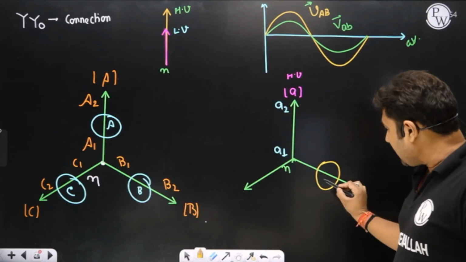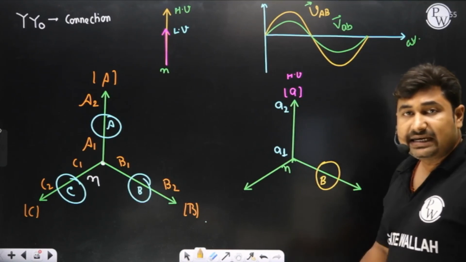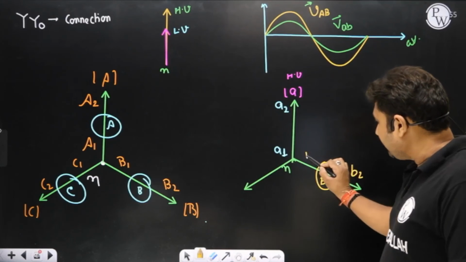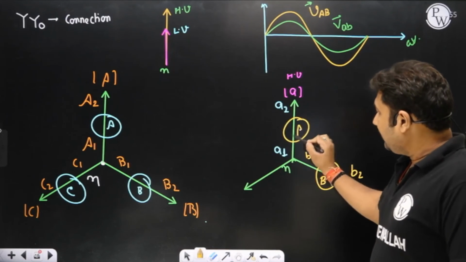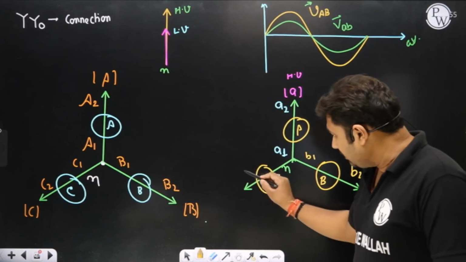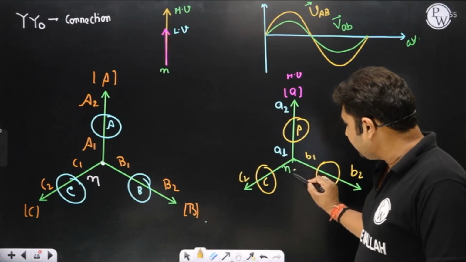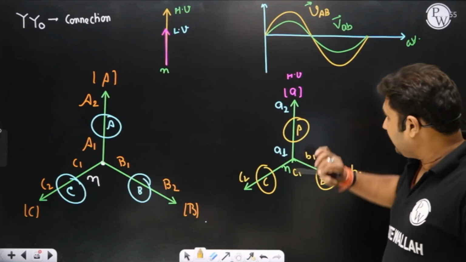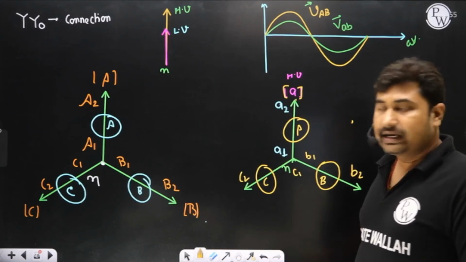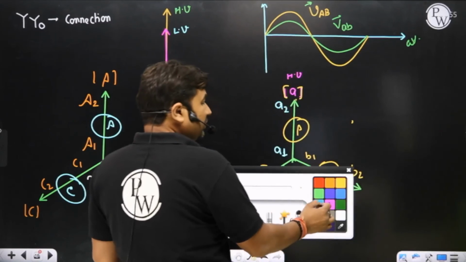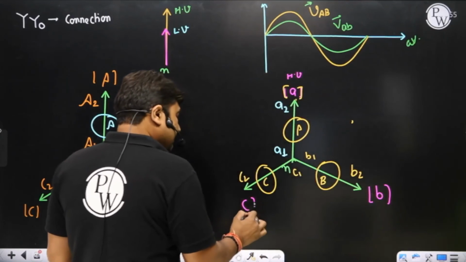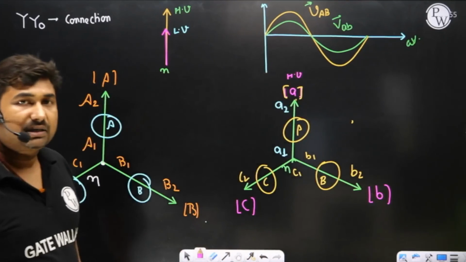This line is in parallel to B line, only if this is B2 and this is B1. Great, sir. This line is in parallel to C line only if this is C2 and this is C1. It can be observed here, A phase is taken out from the A2 terminal on LV side. So we have to keep the symmetry. B phase must be taken out from the B2 terminal and C phase must be taken out from the C2 terminal.